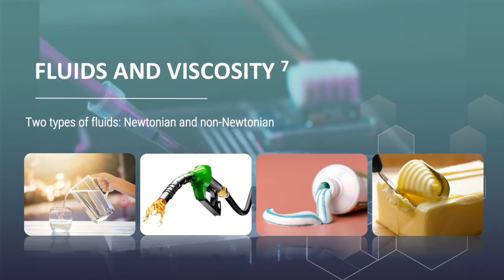On the other hand, non-Newtonian fluids' viscosity is actually dependent on the shear stress. An example of Newtonian fluids would include water and gasoline. Examples of non-Newtonian fluids would include toothpaste and butter. For microfluidic systems, Newtonian fluids are to be utilized.